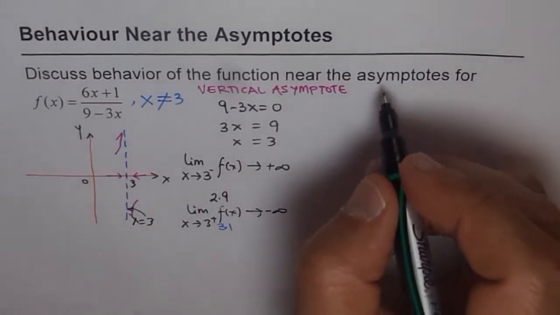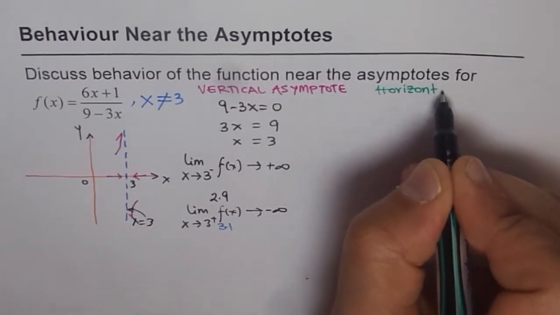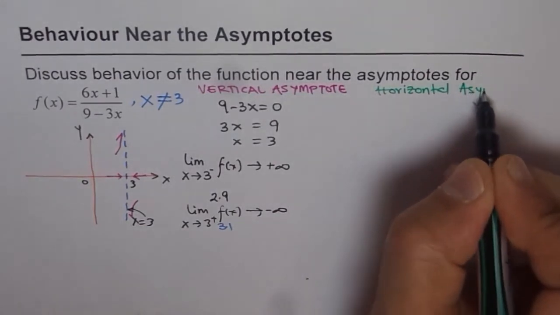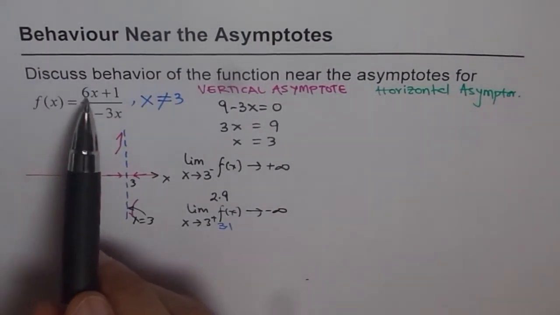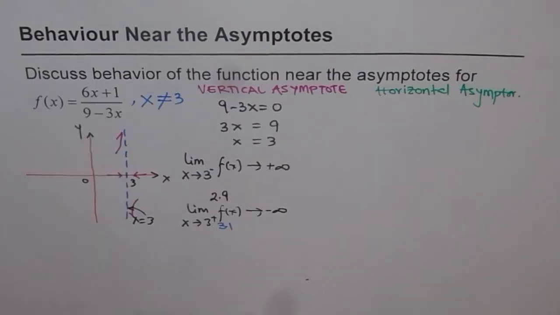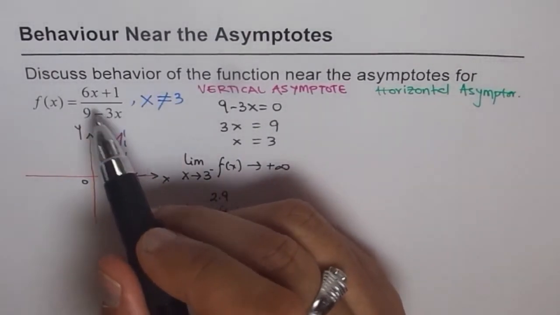Now let's consider the horizontal asymptote. What is the horizontal asymptote for this function? Well, the horizontal asymptote is the ratio of the leading coefficients, since the degree of the numerator and denominator is the same. So you could write the answer straight away. That's one way of doing it. The second way is to find the limit of the function as x approaches plus or minus infinity, right? So let's do that part, and then let's check whether we get the same answer.